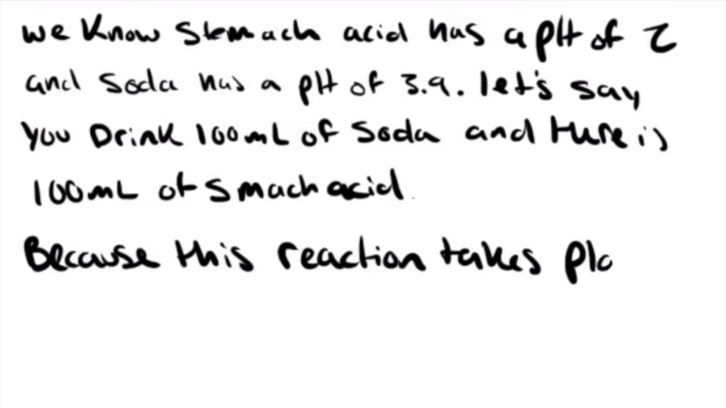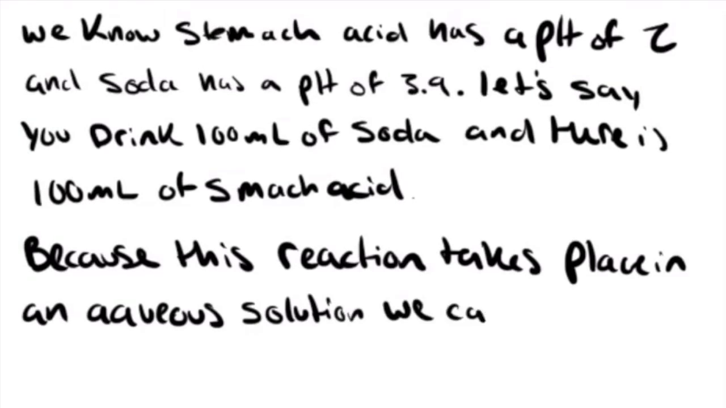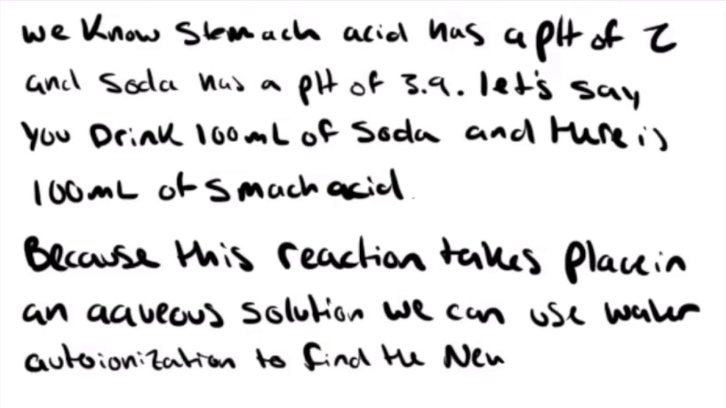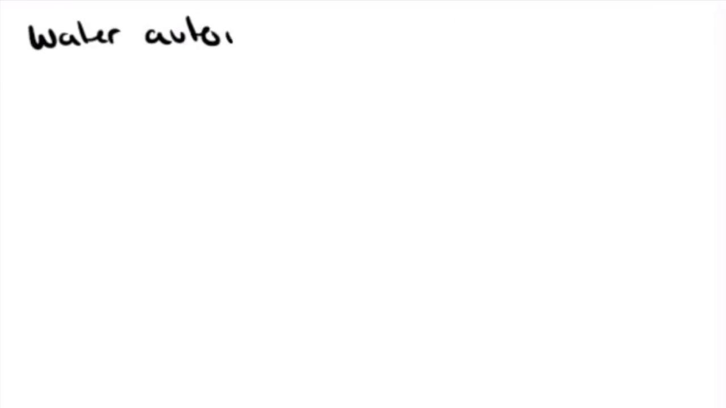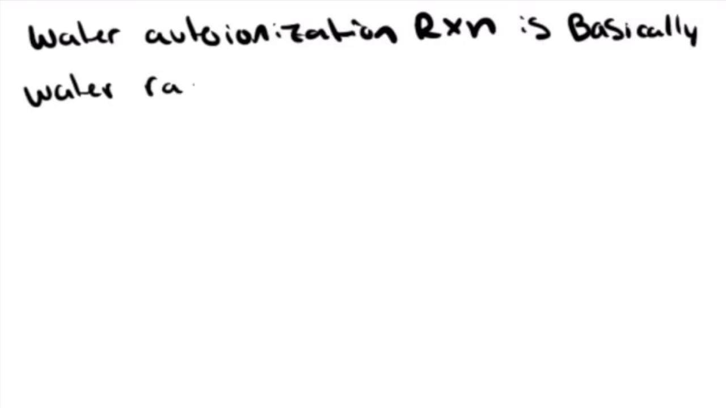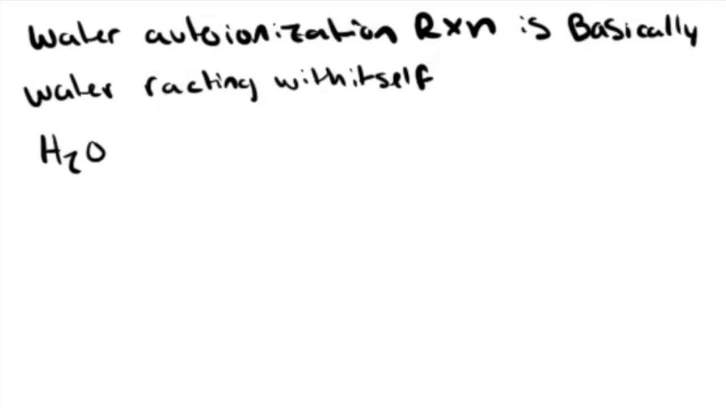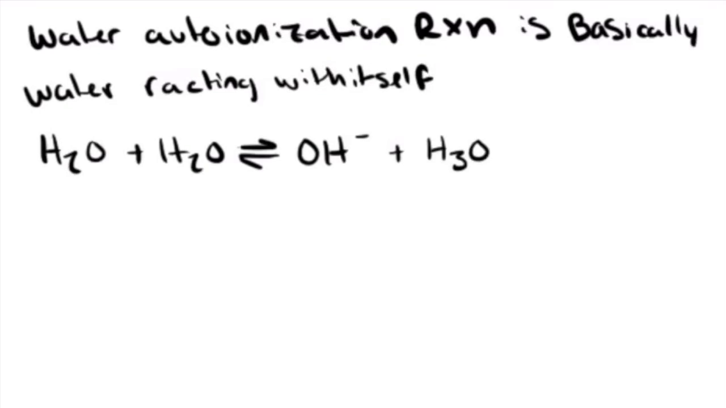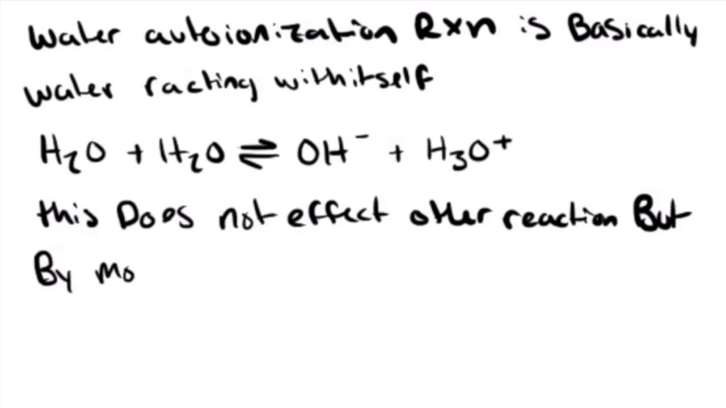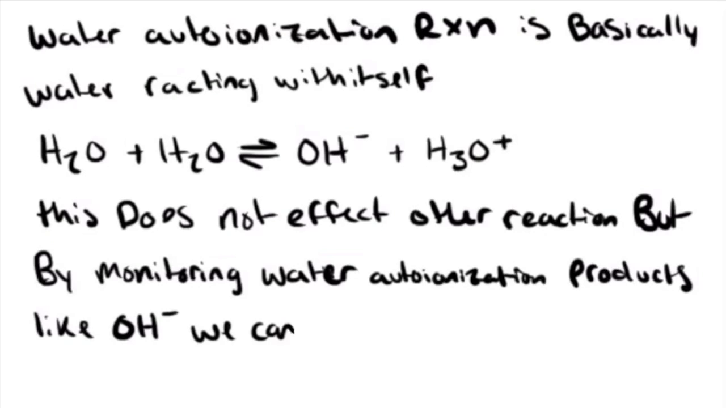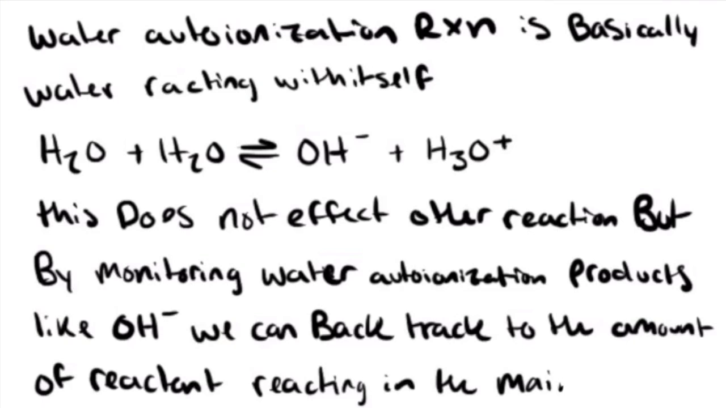Because this reaction takes place in an aqueous solution, we can use the water autoionization. Water autoionization is basically water reacting with itself. It's H2O plus H2O yields hydronium ions and hydroxide ions. This does not affect the other reaction, but by monitoring water ionization products like hydroxide, we can then backtrack to the amount of reactants that reacted in the main reaction, in this case soda and stomach acid.